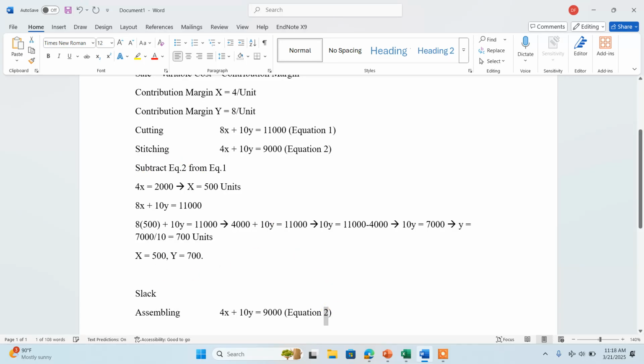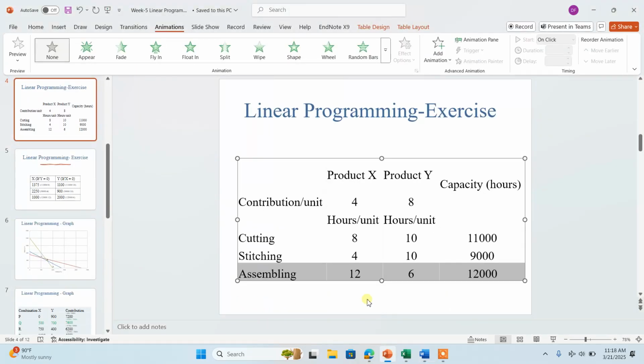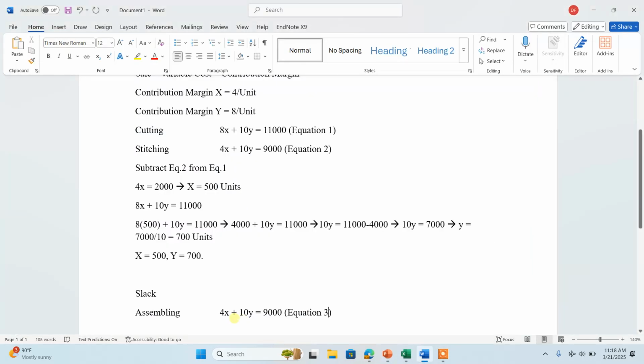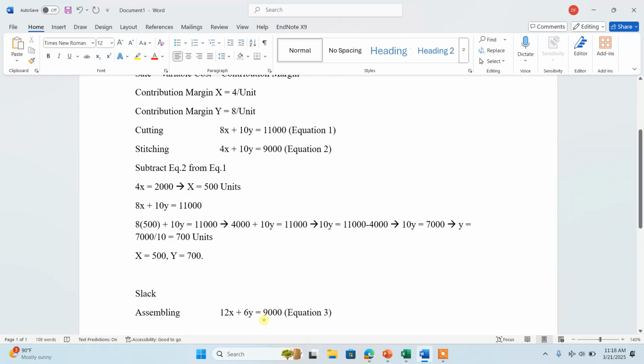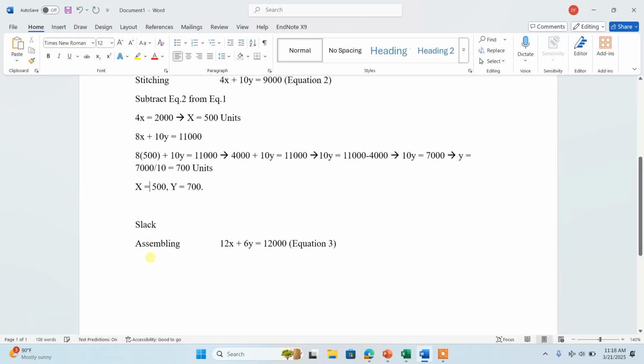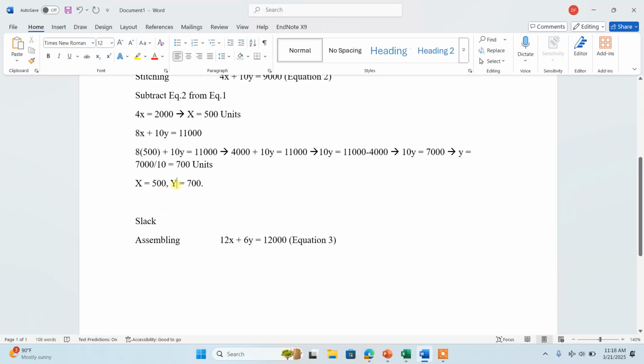This is my equation. Third, how many hours are required? 12 hours required for X and 6 hours required for Y, and the total number of hours I have is 12,000. Okay, my dear, the solution suggests that you need to produce 500 of X and 700 of Y.